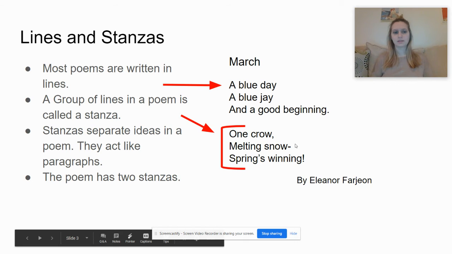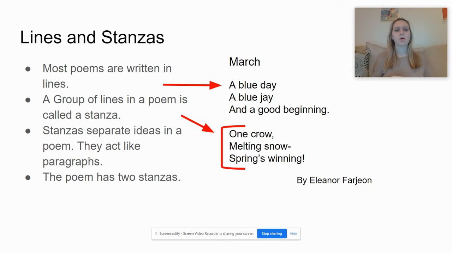These are the lines and stanzas. Most poems are written in lines, so if you see where that first red arrow goes, that is a line. Just go straight across, just like how you normally would write. A group of lines in a poem is called a stanza. So they separate ideas in a poem, and they're almost like paragraphs. Paragraphs normally have multiple sentences, but stanzas just have numerous lines.